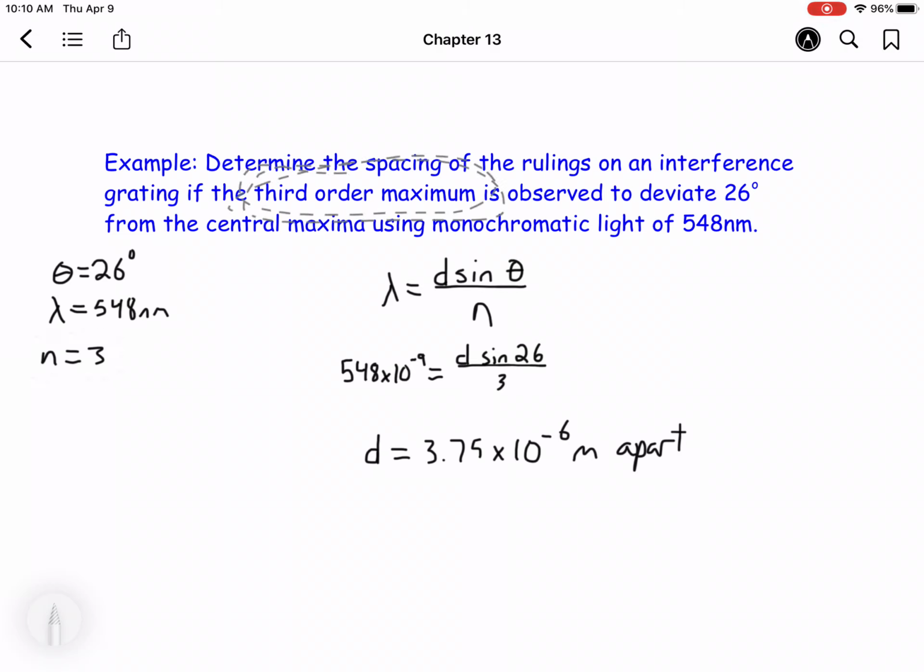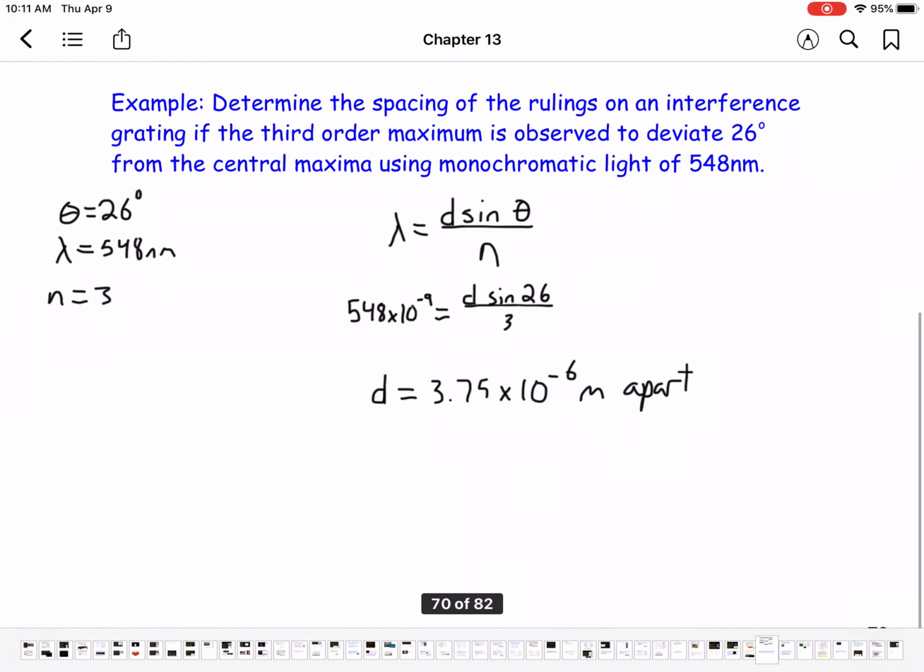Another thing we'll call the bright spots is maximums. There's a bunch of different terms for bright spots, and one of them is maximum. So we have that, and we put that in the equation. I solve backwards and I get d equals 3.75 times 10 to the negative 6 meters apart, which is basically a thousandth of a millimeter, well, almost a thousandth of a millimeter, which is very small. So these slits generally have to be pretty close together in order to get this diffraction grating that you can actually observe properly.